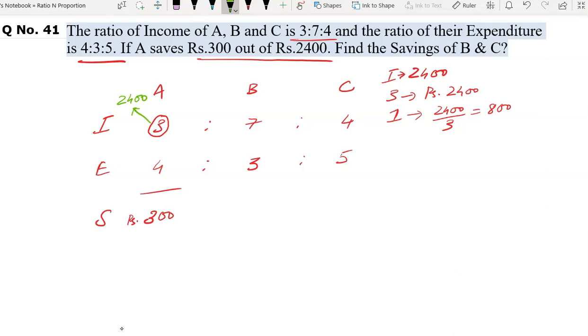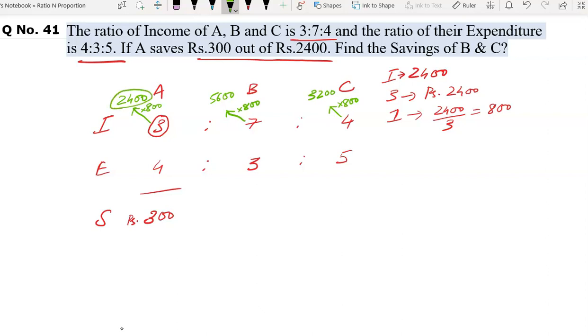So 3 into 800 gives us 2400. So if we need to find the income of B, 7 into 800 will give us 5600. Similarly for C, 4 into 800 will give us 3200.